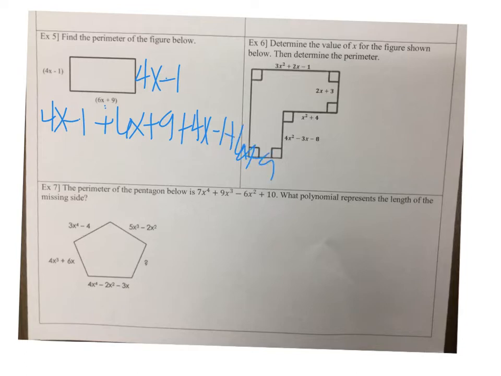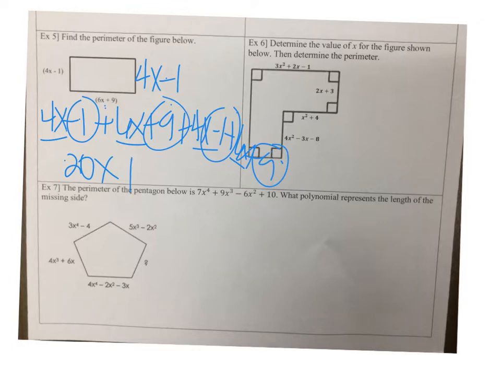Combine like terms, 4 and a 6 and a 4 and a 6, that's 20x. Negative 1 and a positive 9, that's 8. Another negative 1, that's 7. Plus the 9 is 16. That would be the perimeter.